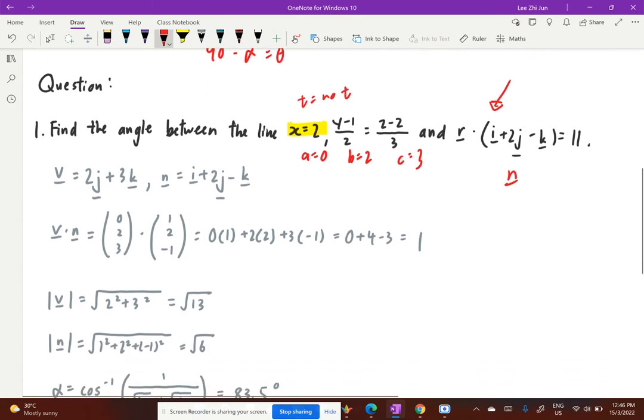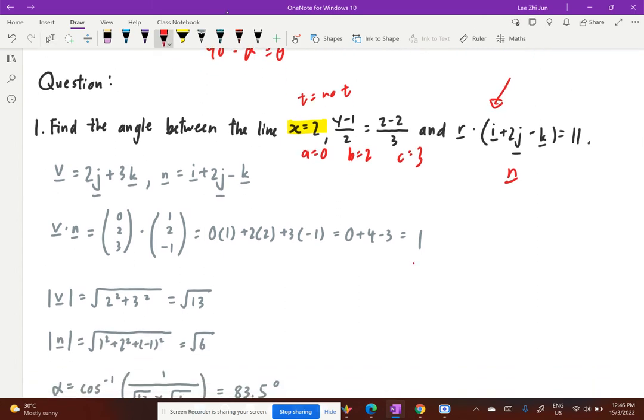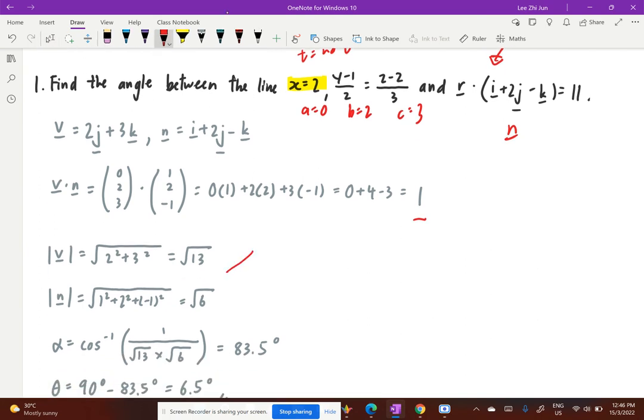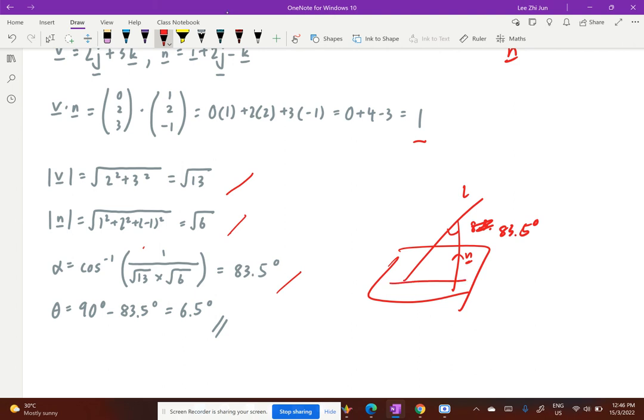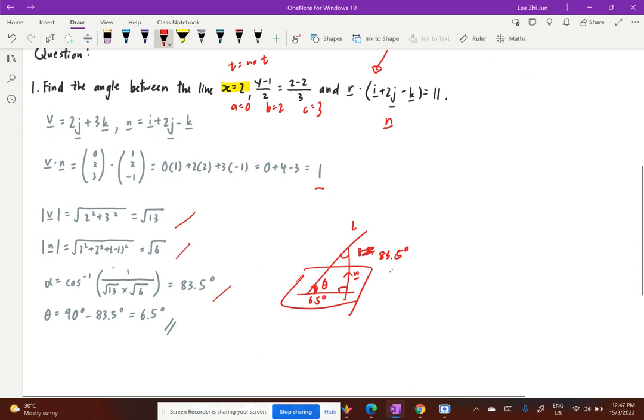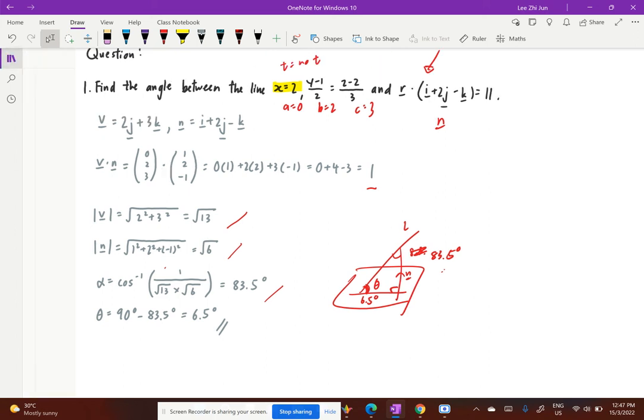The i does not need to be written. So the dot product between v and n is 1. Magnitude of v is root 13. Magnitude of n is root 6. So I get alpha as the inverse cos of them, which becomes 83.5. The 83.5 is just the angle between this line and this normal only. So I need to find the angle here. I need to use 90 minus 83.5, so I will get 6.5. So here's the answer. For this topic, they just ask like that. So I just do one example.